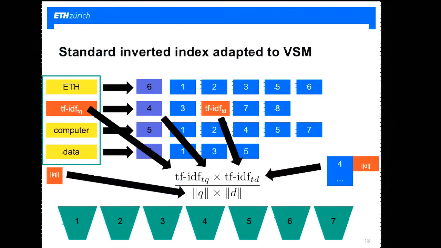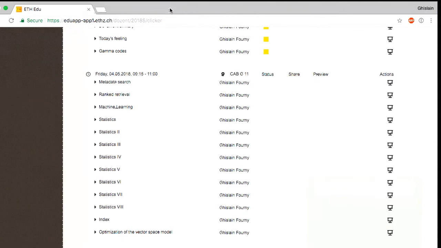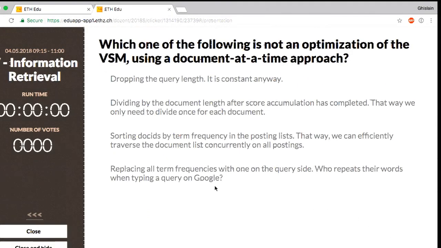Let me formulate it in a different way. I'm giving you ideas how you can optimize, and I'm asking you which one is not a good idea or not a way to optimize. We could drop the query length. It's constant anyway, so why would we bother using the query length inside this term here? Or we could divide by document length, not in every single term in there, but just at the end. That would make it faster.